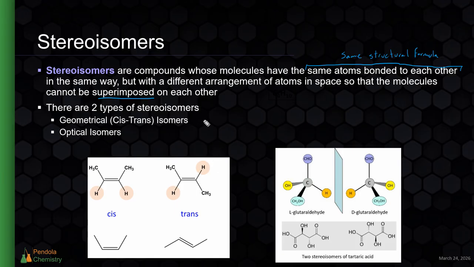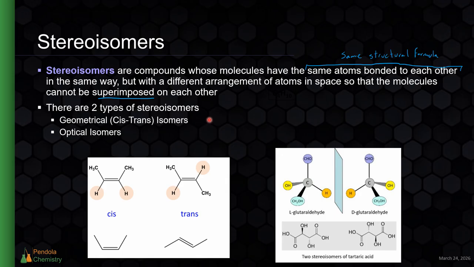Now, there are two types of stereoisomers we're going to look at. Geometrical isomers, otherwise known as cis-trans isomers, and optical isomers, which are, in all due respect, the hardest one to visualize. Stereoisomers, especially optical isomers, are the ones that give most students issues when it comes to the AICE exam.